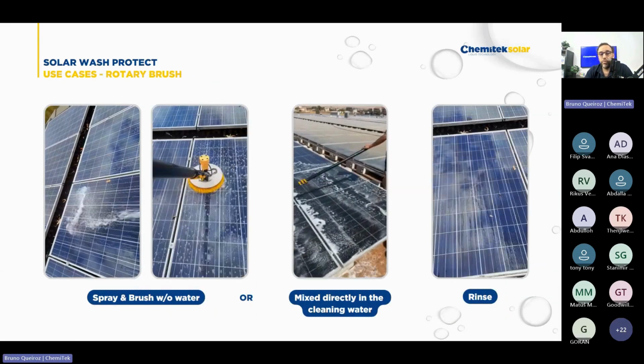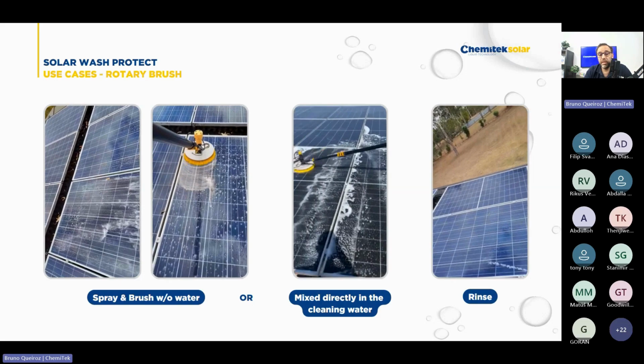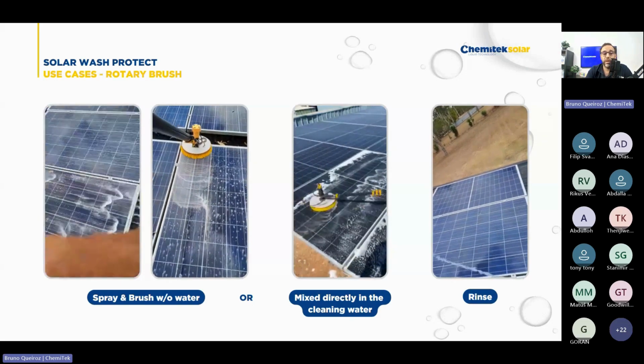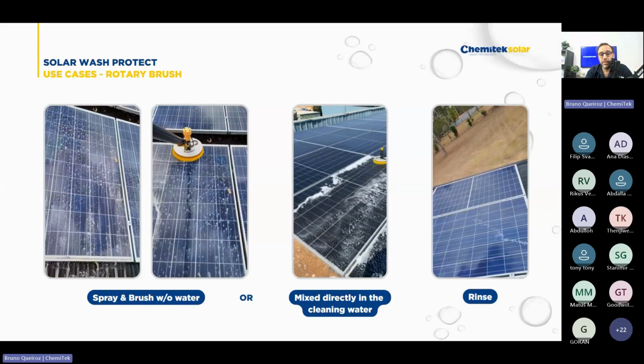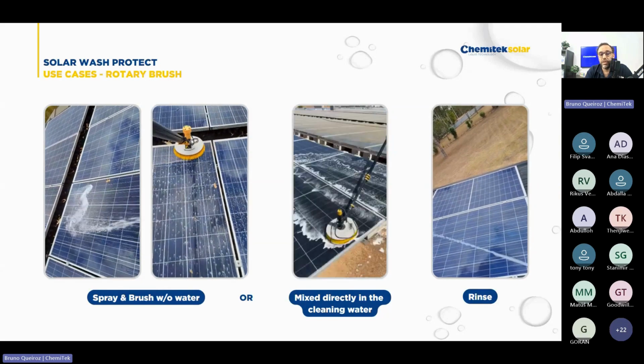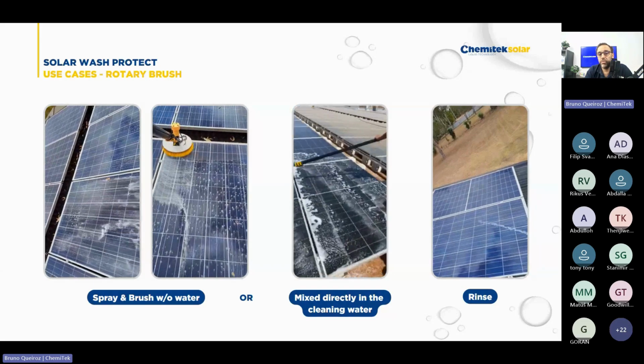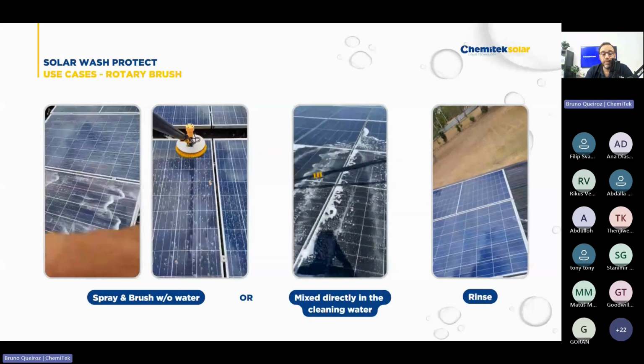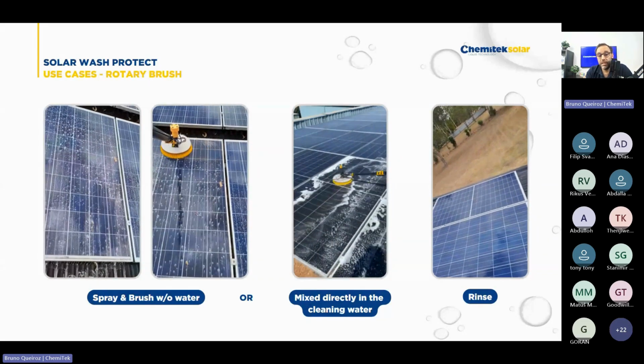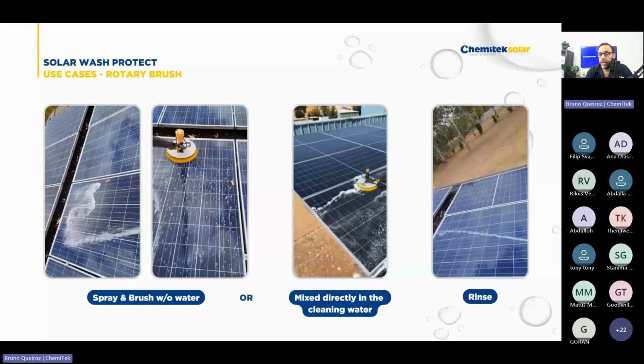When using a rotary brush, there are 2 options that you can use. One is you pre-spray the product on the panel, and then you come with the brush without water, and you brush the product into the panel. This is an electric brush, so it's easy not to have water.